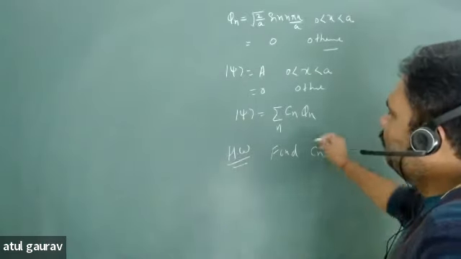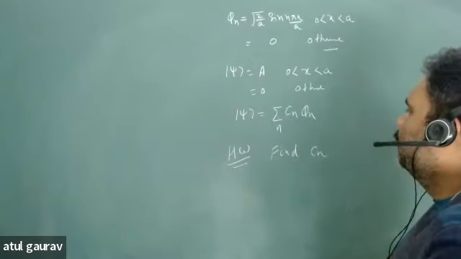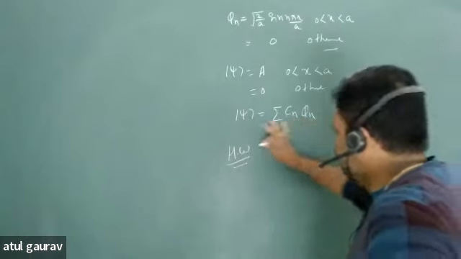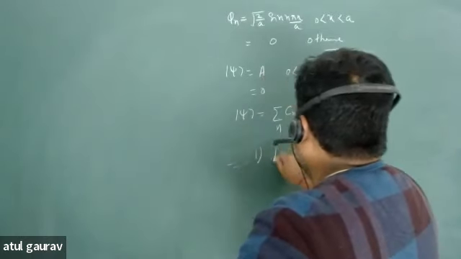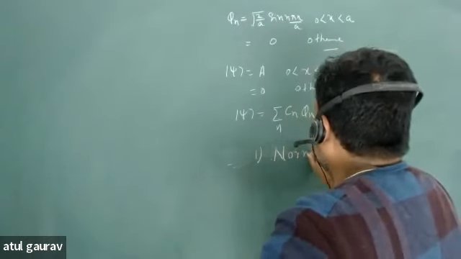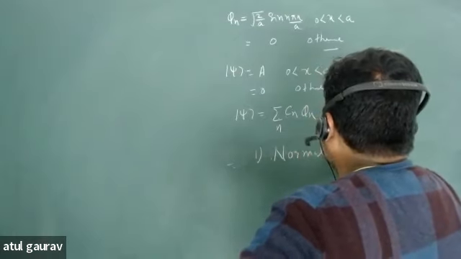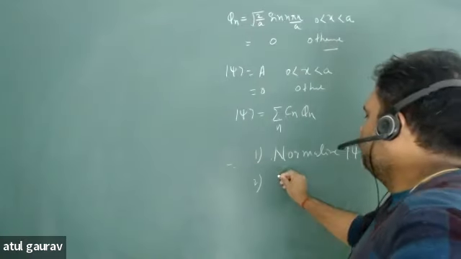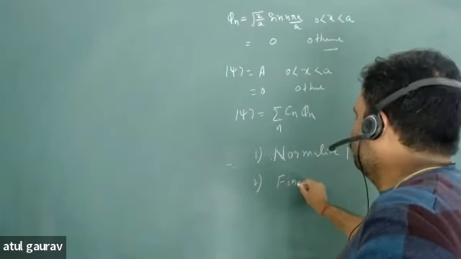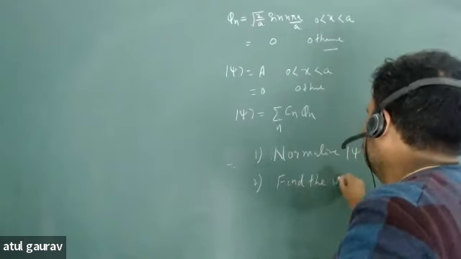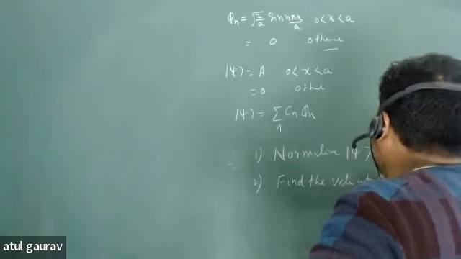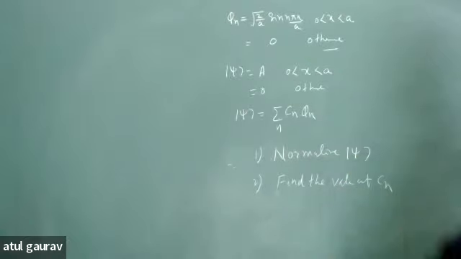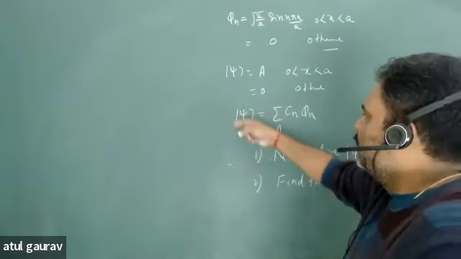You have to find the value of Cn. And before that, you have to normalize it. So first you have to normalize it. The first question is to normalize psi, and the second question is to find the value of Cn. You will get it, and you have to use the normalized psi here.